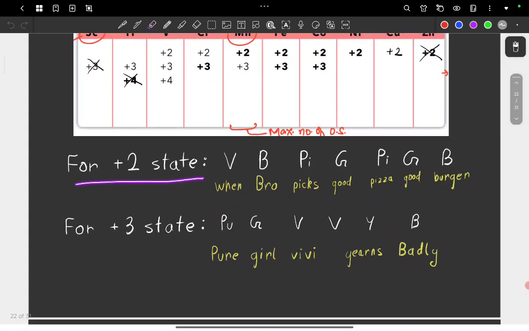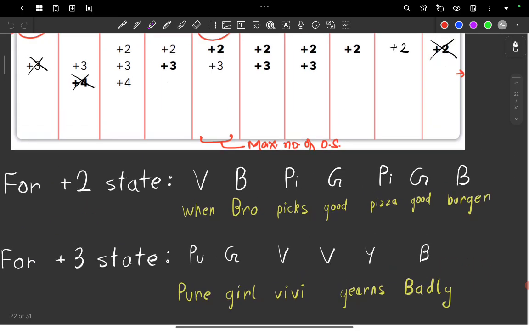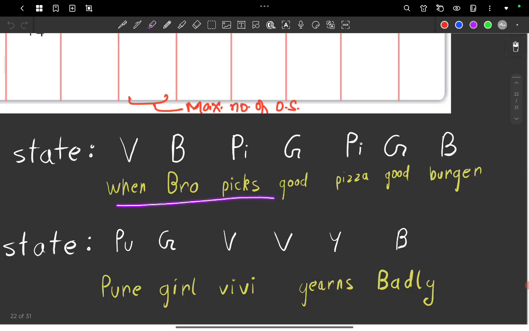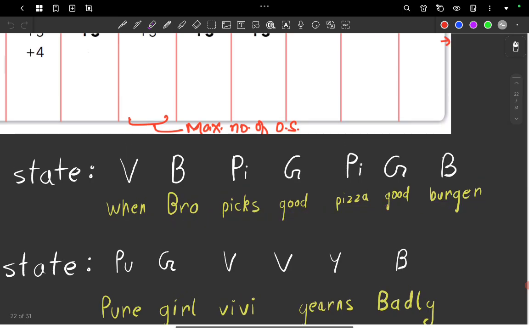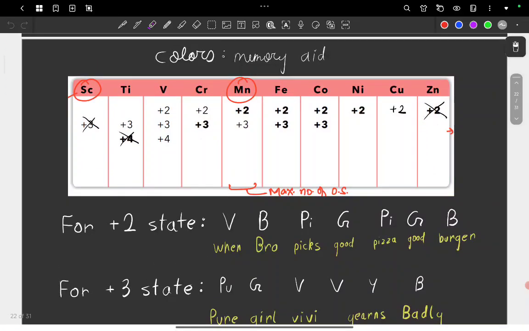For +2 state, you imagine that you and your brother have gone to a shopping mall and you have gone there to eat food. So it's basically just: bro picks good pizza, good burger. That's it. And how do I remember the color by this? Well, the only thing you need to brute force into your memory is that this has 7 letters and hence 7 elements we are describing over here, which is vanadium to copper. The +2 state of titanium and scandium does exist, but it's not that important.